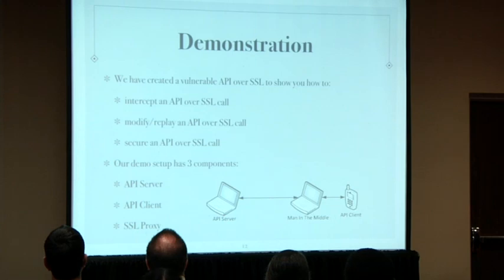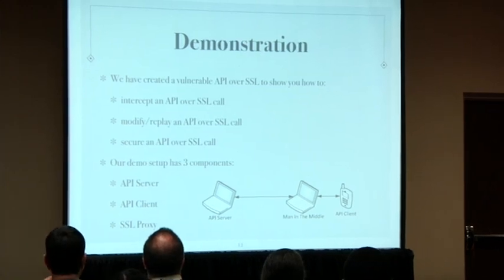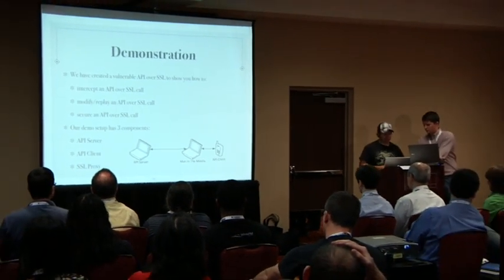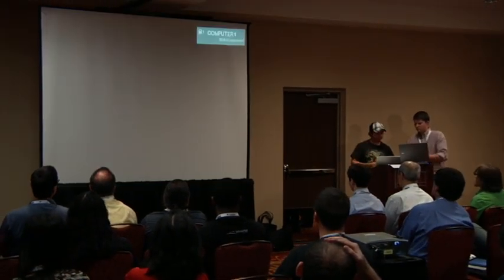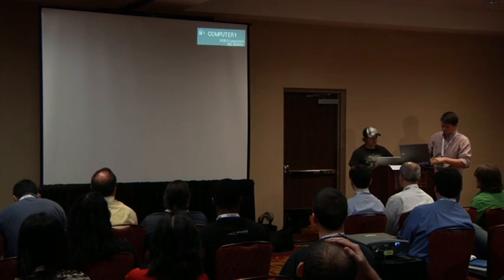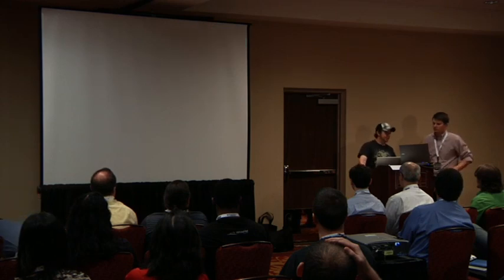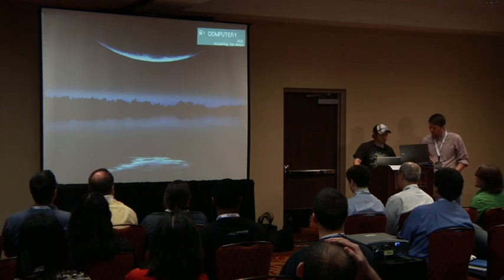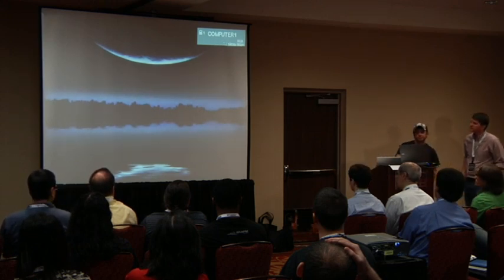So the demo setup is 3 components. One is the API server, which is this thing right here, and we'll show you that in a second. The API client, which you're going to see up on the big screen over here. And then, as we know, there's going to be an encrypted tunnel there. And we're going to show you the SSL proxy, which is going to be MITM proxy, running on its own screen.